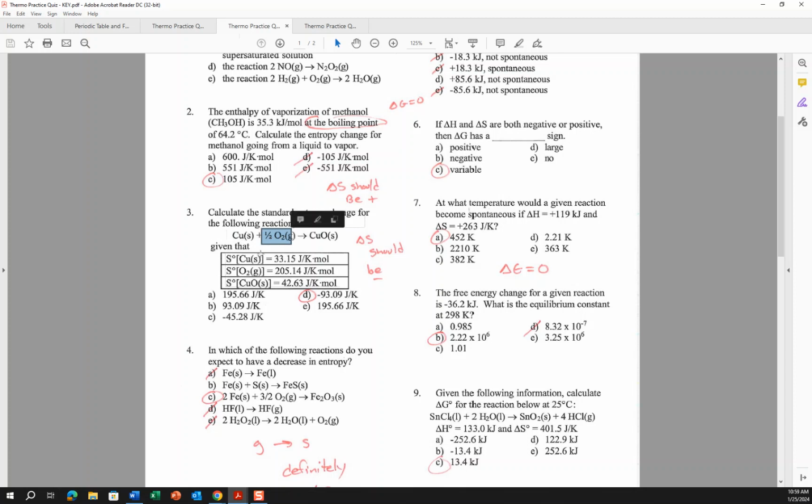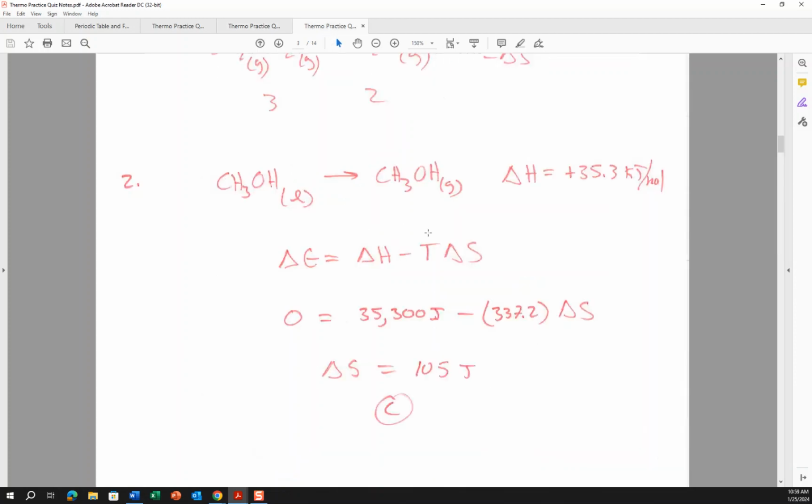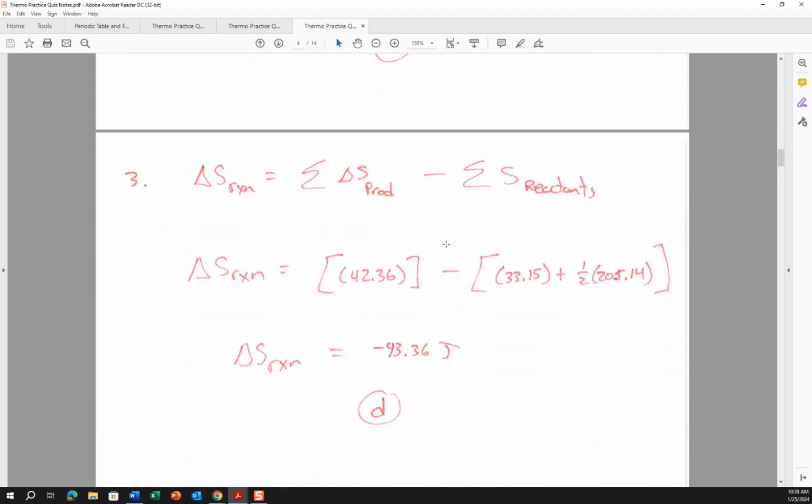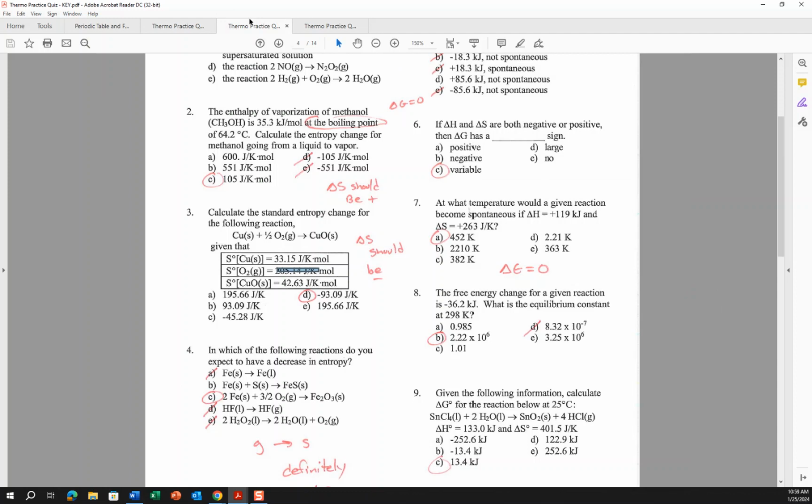So for the copper and the copper oxide, we don't have to multiply by anything. We can just use the values that were given here for those. But for the oxygen, we're going to use half of this value. Okay, but it's products minus reactants for the delta S of the reaction. So we're just plugging in the values that we were given. We only had one product, and then these were our reactants. But notice for the oxygen, I multiplied it by 1/2 there. Okay, and we solve.